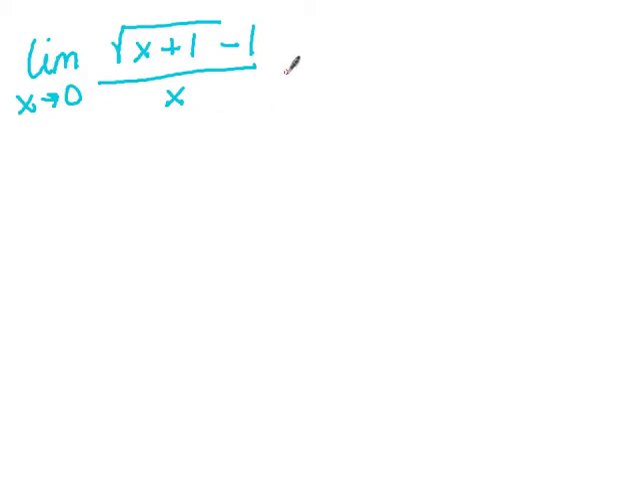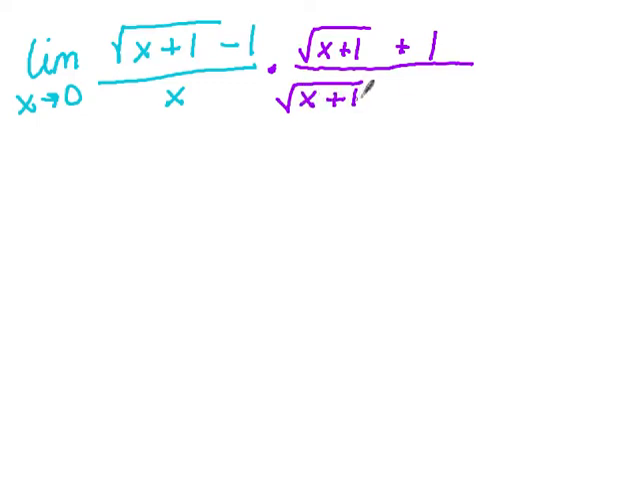What you've got to do is deal with that square root. So what we're going to do is multiply both the top and the bottom by the conjugate of the numerator. The conjugate of the numerator in this case will be root x plus 1 plus 1. And you're going to multiply both the top and the bottom by that.